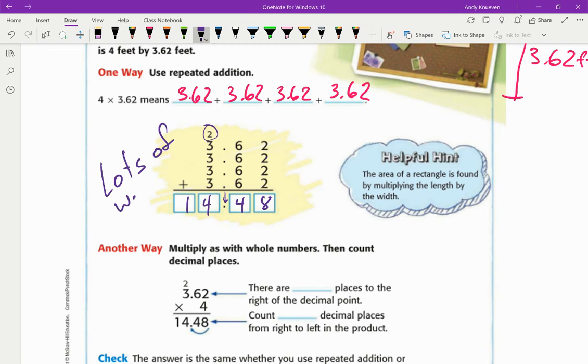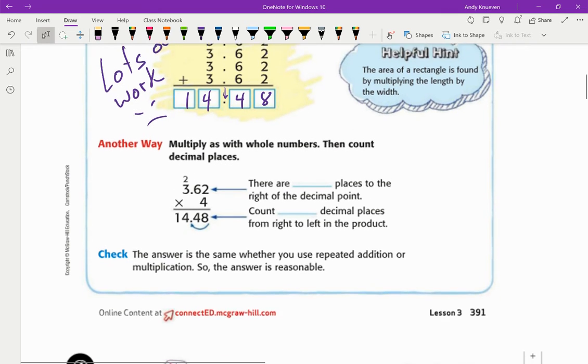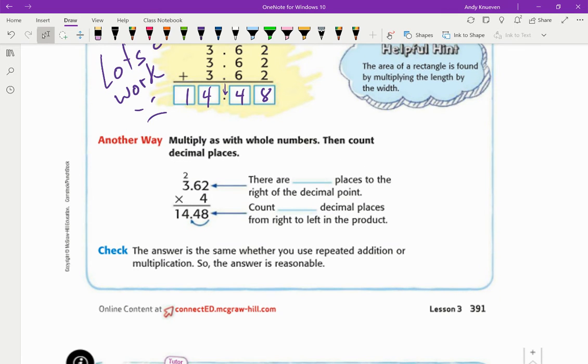Lots of work, right? And a good mathematician's a lazy mathematician, right? So let's multiply. Let's make this a whole lot easier. So another way to make this easier is to just multiply 3.62 times 4. Now, just like we did with our whole numbers before, put the number that has more digits above. Put it on top. You do less work.